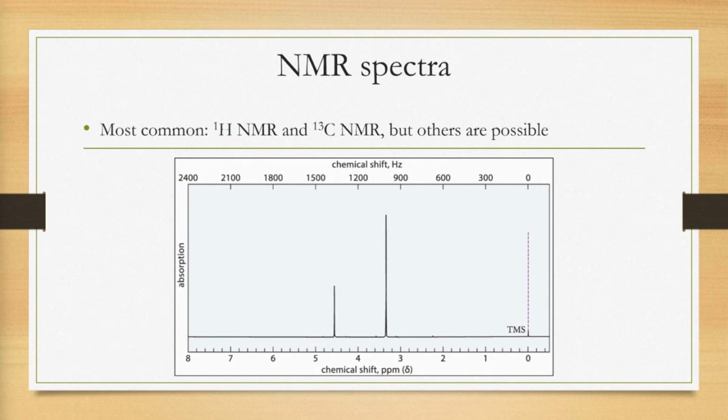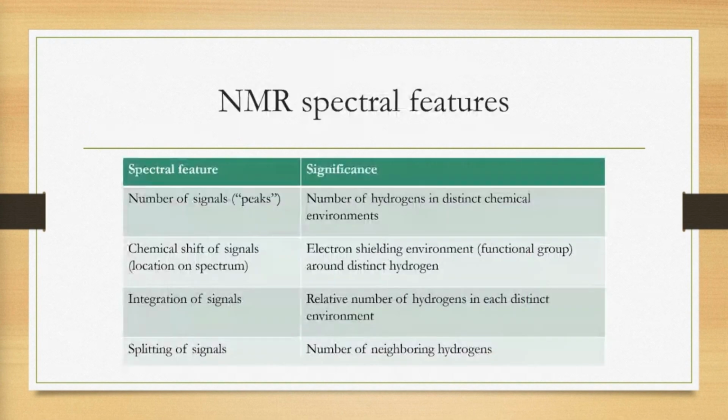So there are 4 different features that are important when looking at spectra to really analyze the molecule or to determine what molecule is present. So the first is the number of signals. We saw in the last example that there were 2 signals for the molecule. So this is the number of peaks, and that tells you the number of different hydrogens in distinct chemical environments. The next feature is the chemical shift of the signals. So that's the location on the spectrum. That is the chemical shift on the x-axis.